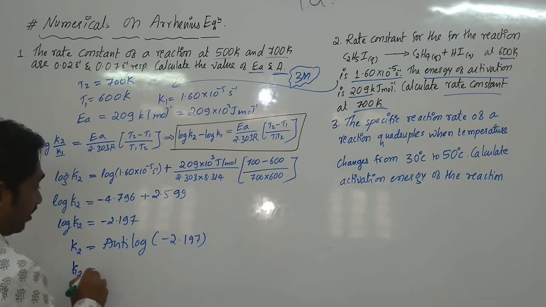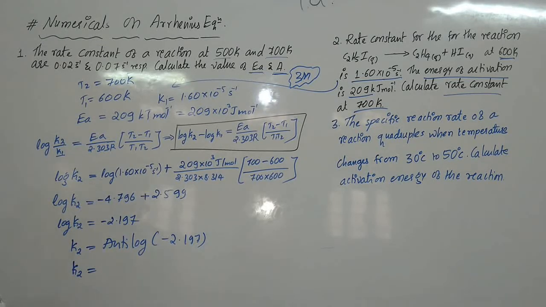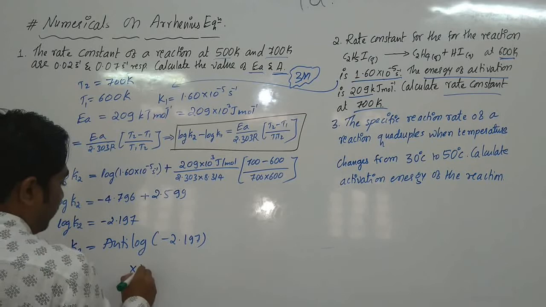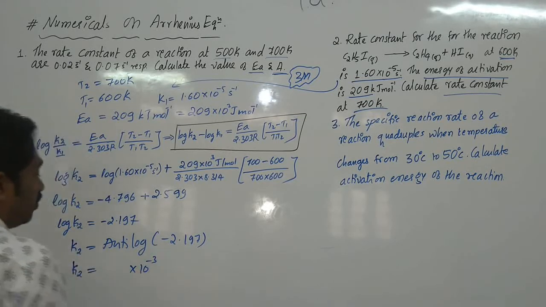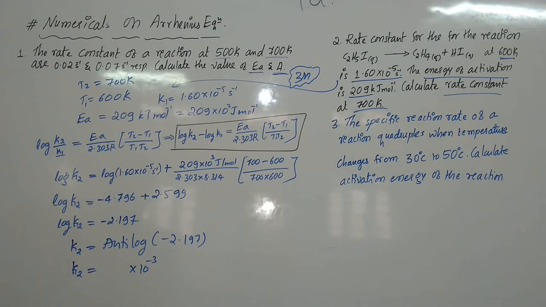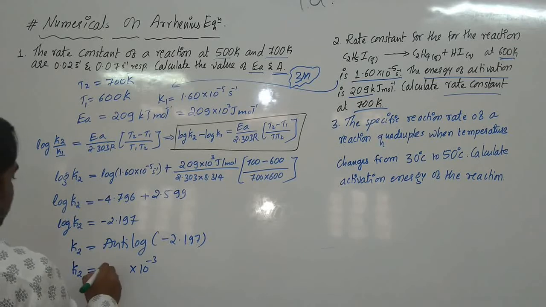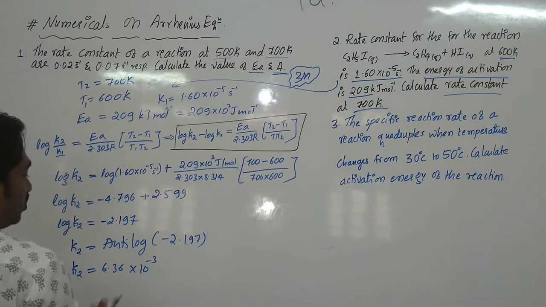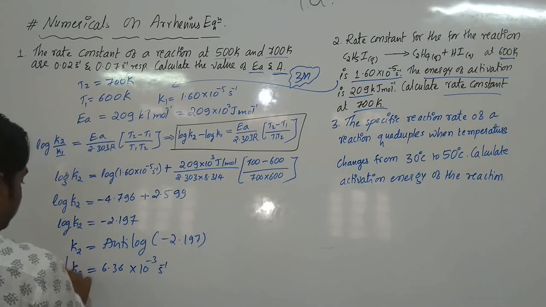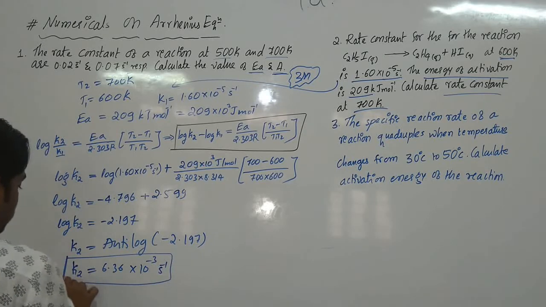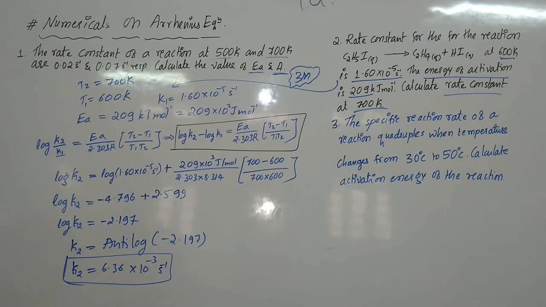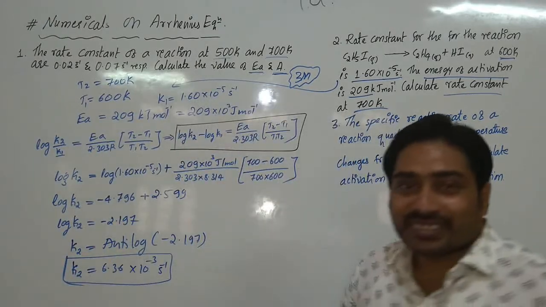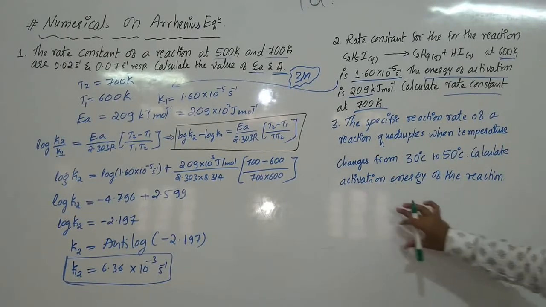This will be K2 is equal to how much? Minus 2, the answer will be 10 to the power minus 3, and you have to take the anti-log of the number, that will be 6.36 into 10 to the power minus 3 per second. This is the answer. So like this you can solve easily.